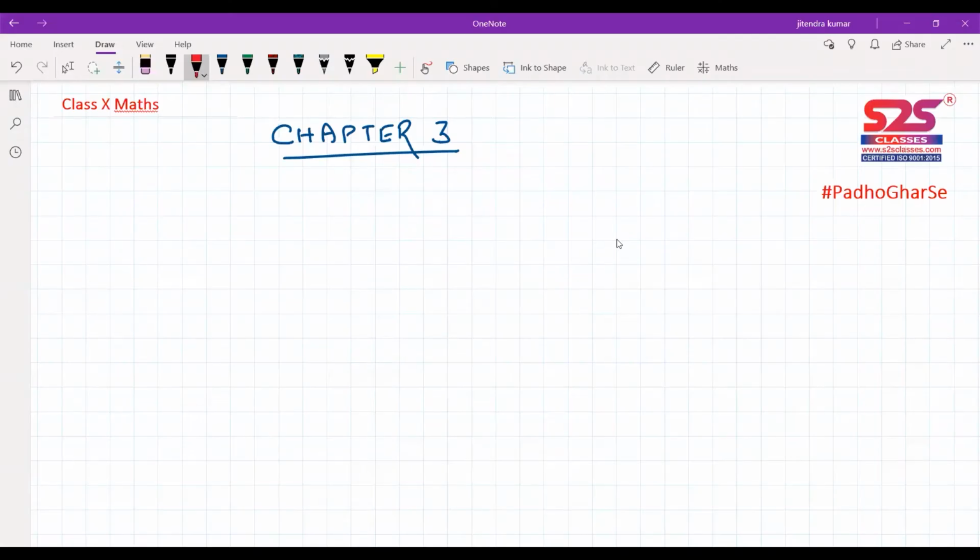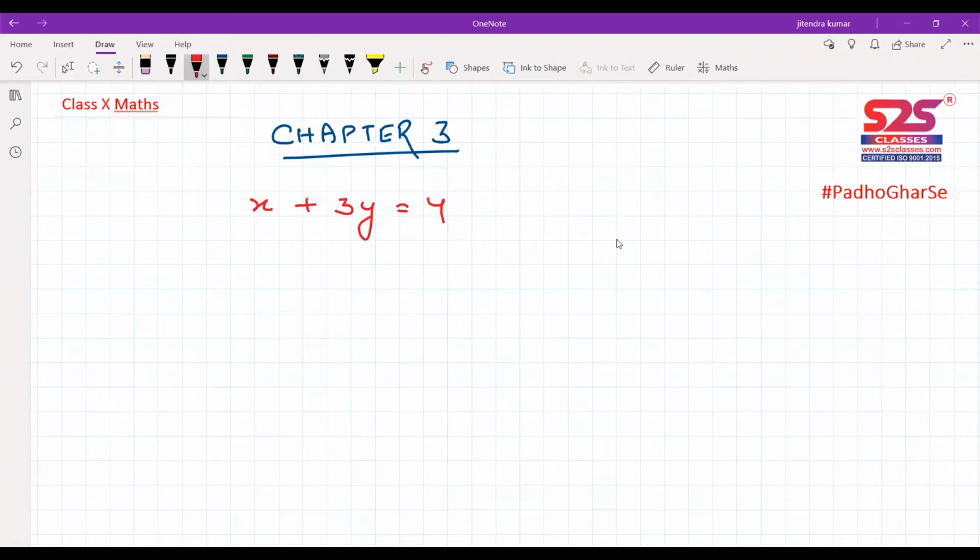Having two variables, like we already know, is this kind of equation: x plus 3y equals 4. In this kind of equation, x and y are two variables, and this is a linear equation because the power of x and y both is 1 only. So this kind of equation is called a linear equation in two variables.